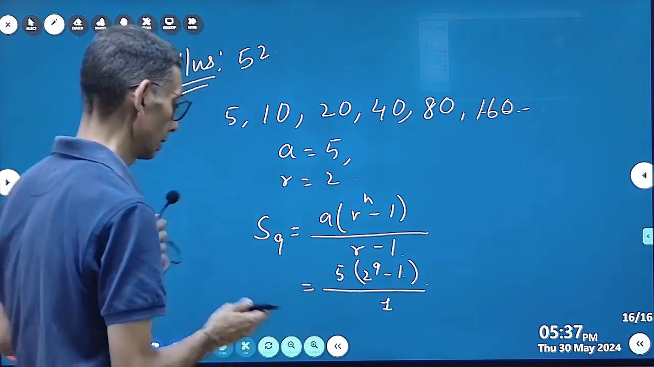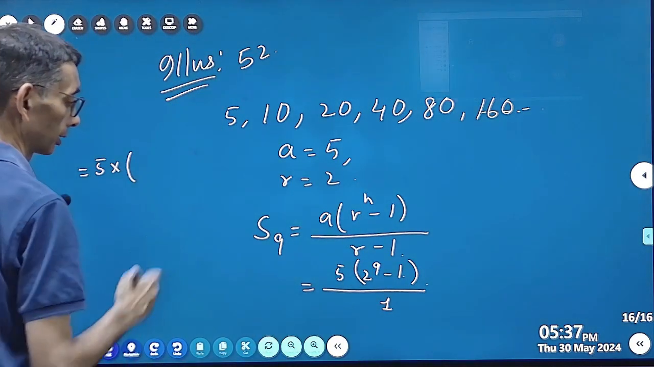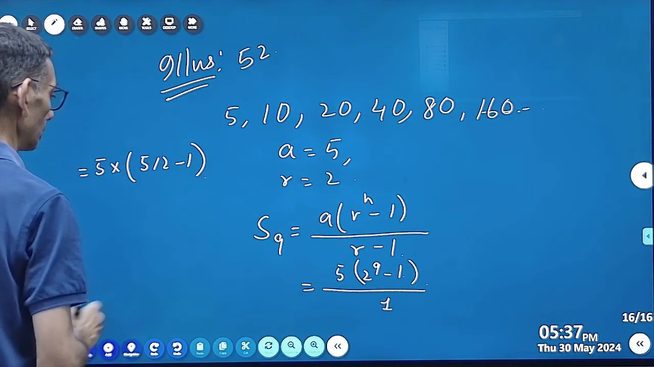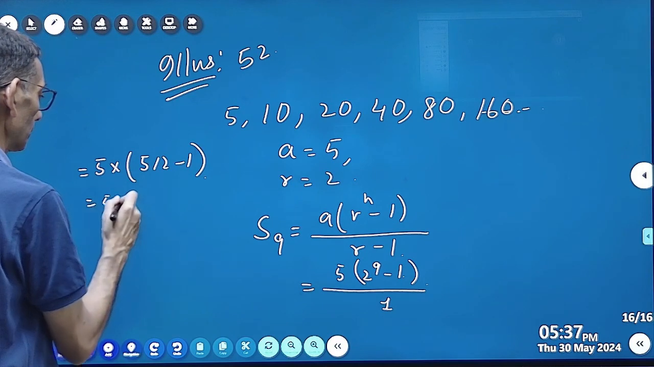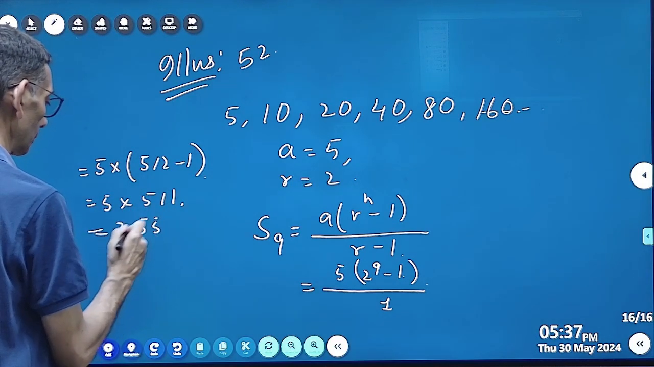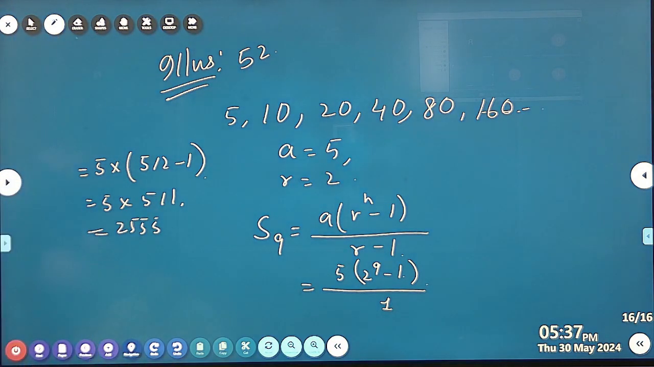So it becomes 5 into 2 to the power 9. 2 to the power 9 is 512, minus 1. So it is equal to 5 into 511. Multiply: 5 into 511 is 2555. Right?